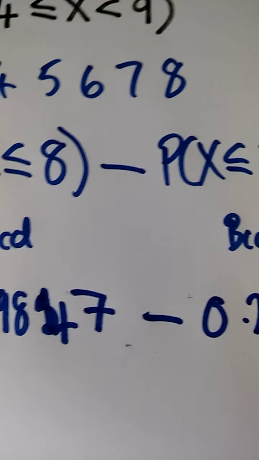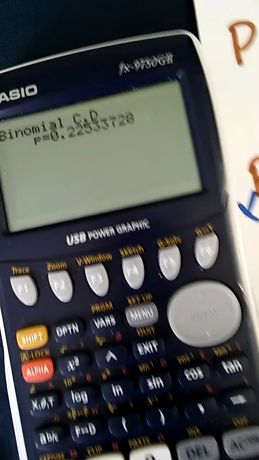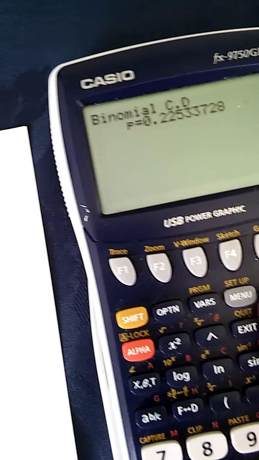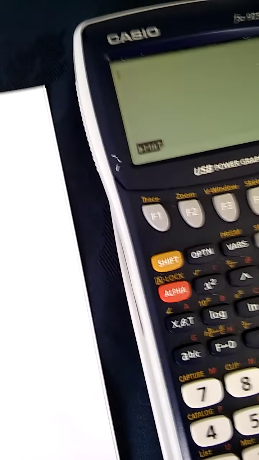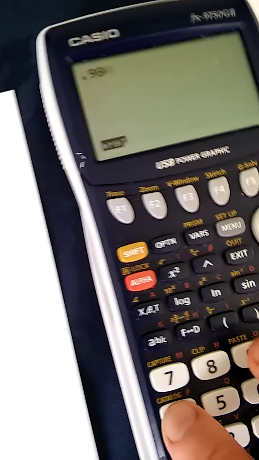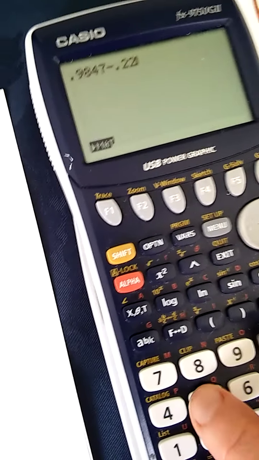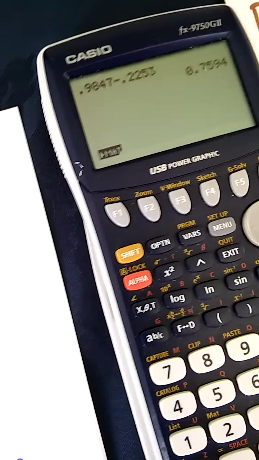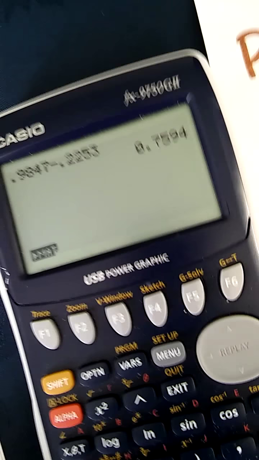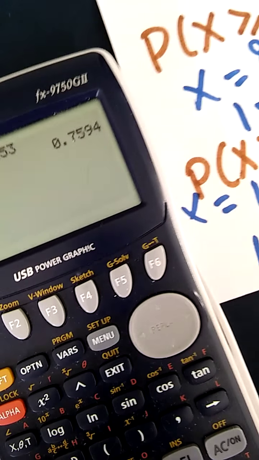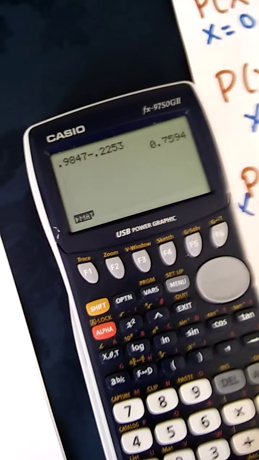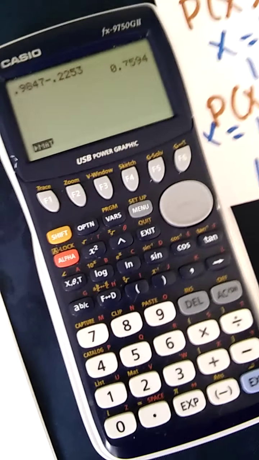And all we need to do is a quick subtraction. Unfortunately, you have to go to run mode to do subtractions. So menu 1, then pop those in your calculator: 0.9847 subtract 0.2253. And the final answer is 0.7594. And that's it. Hope you followed that.